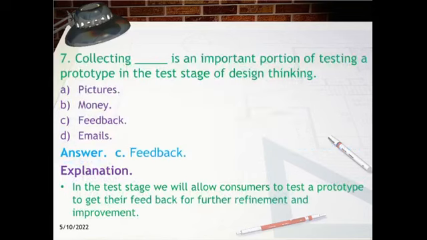7. Collecting is an important portion of testing a prototype in the test stage of design thinking. Pictures, money, feedback, emails. Answer. C. Feedback. Explanation. In the test stage, we will allow consumers to test a prototype to get their feedback for further refinement and improvement.